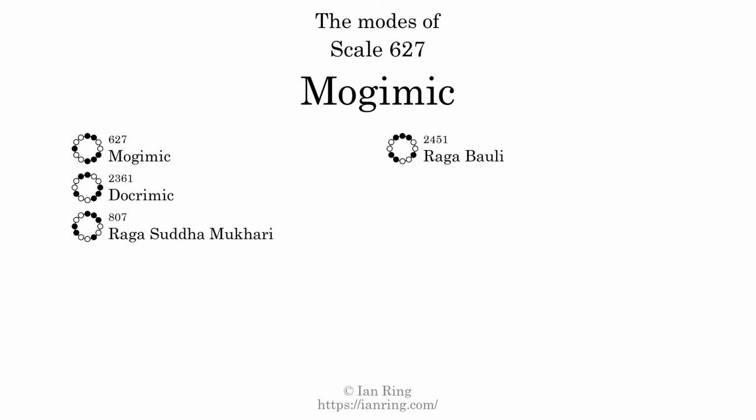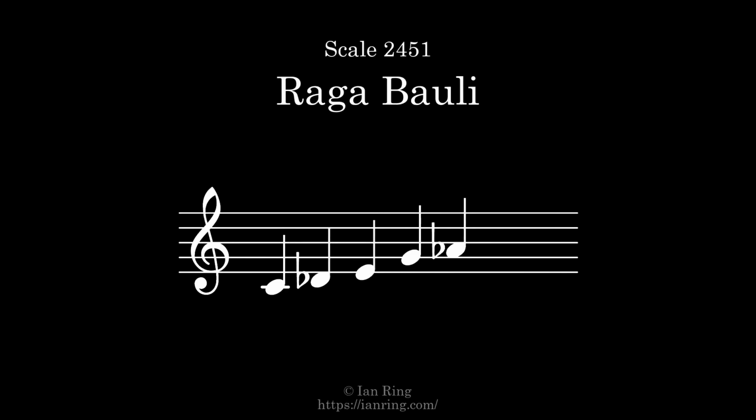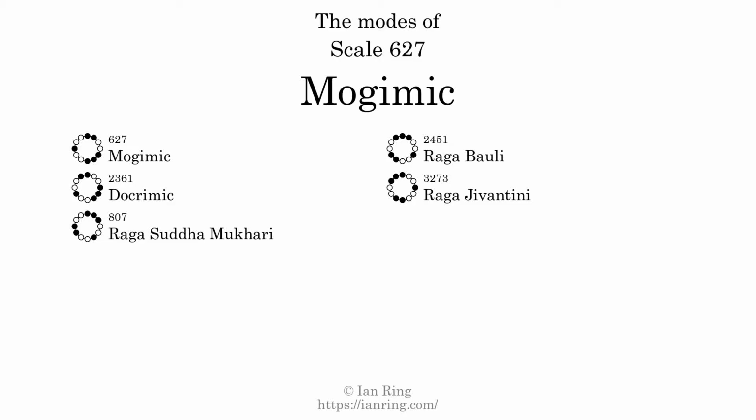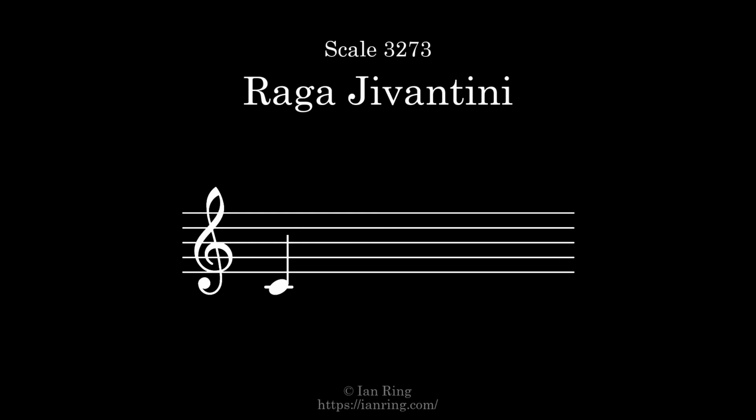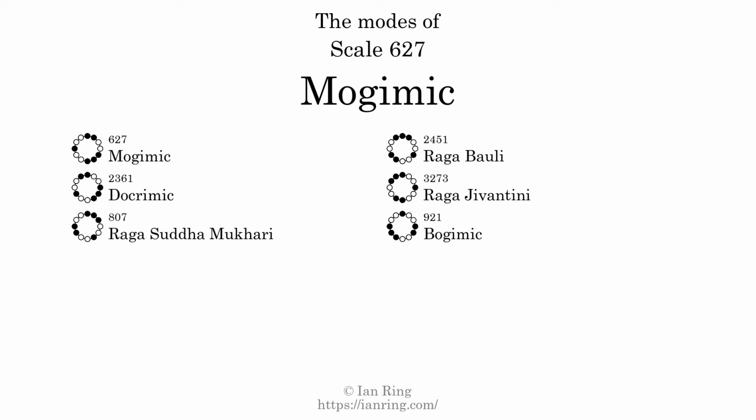The fourth mode is scale 2451, also known as raga bali. It sounds like this. The fifth mode is scale 3273, also known as raga javantini. It sounds like this. The sixth and last mode is scale 921, also known as Mogimic. It sounds like this.